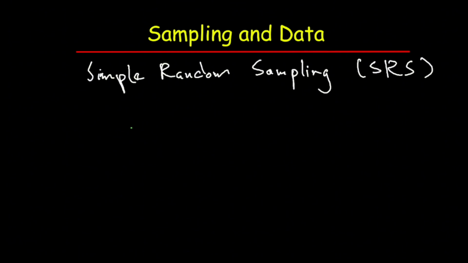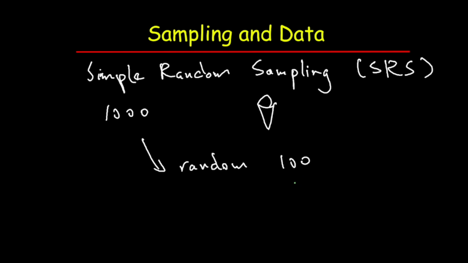So maybe you want to know, out of the 1,000 people at your school, what flavor ice cream is their favorite. Well, maybe you're going to choose random 100 people and ask them. And then you'll make an inference on the 1,000 people. So this is called simple random sampling because it's very simple and it's pretty random.